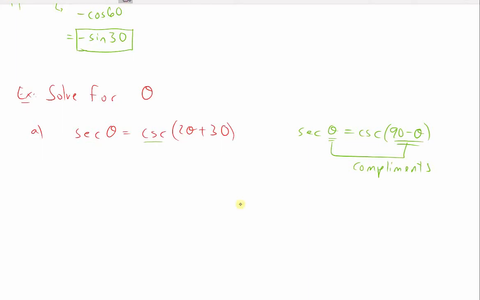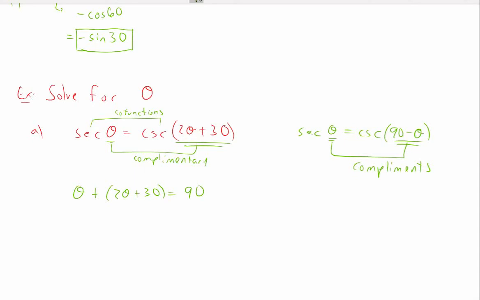So since I have cofunctions here, these two angles have to be complementary, right? So my angles are complementary. If the angles are complementary, that means they must add together to equal 90. And once I've got this, all I need to do is go ahead and solve for theta using my inverse operations. So we know that theta plus 2 theta is 3 theta plus 30.